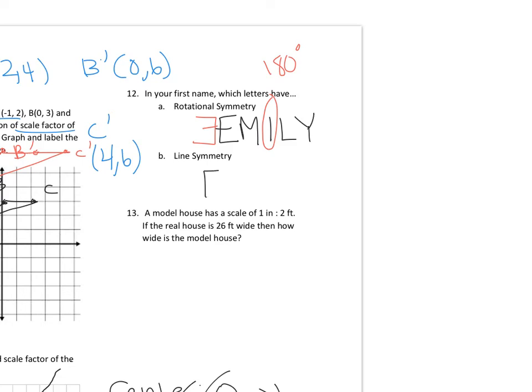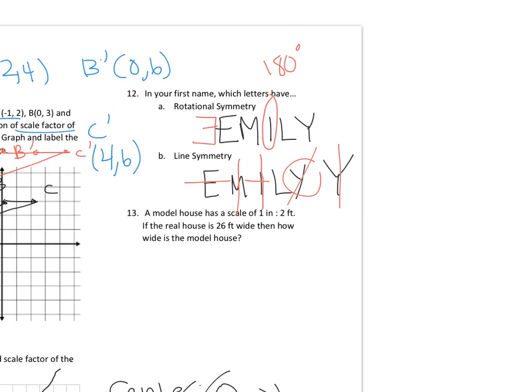Now I'm going to draw Emily again and do line symmetry. So this has a line of symmetry, this has a line of symmetry, this has two lines, and the Y doesn't, depending how you write it. If I would write the Y like this, it would have one line of symmetry. But if I write it like this, it doesn't have any.